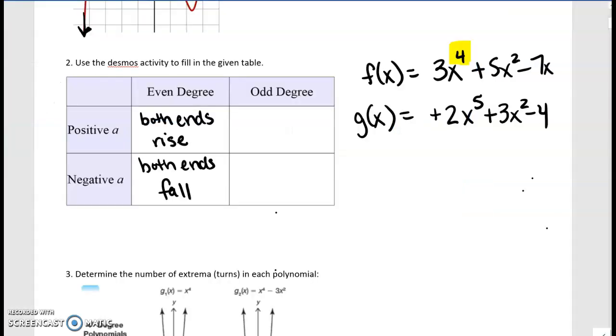So what can I say about a positive lead coefficient with an odd degree? It looks like the right end rises while the left end falls.